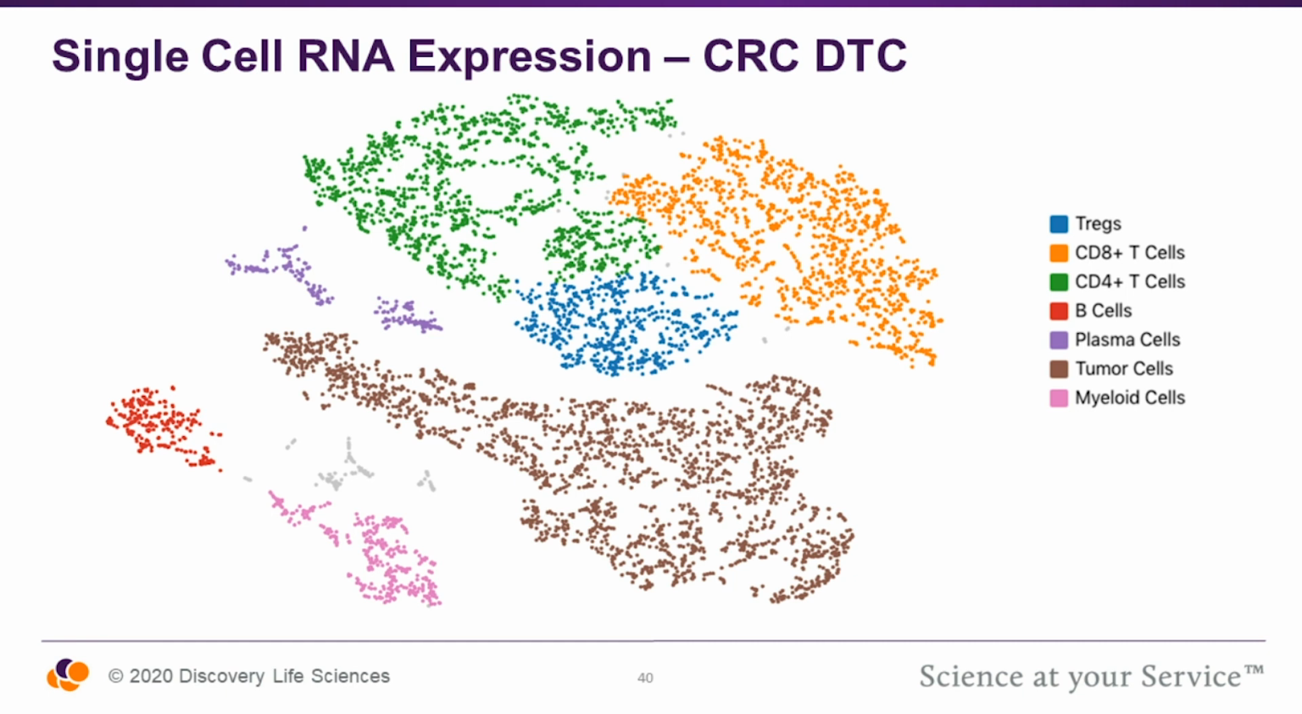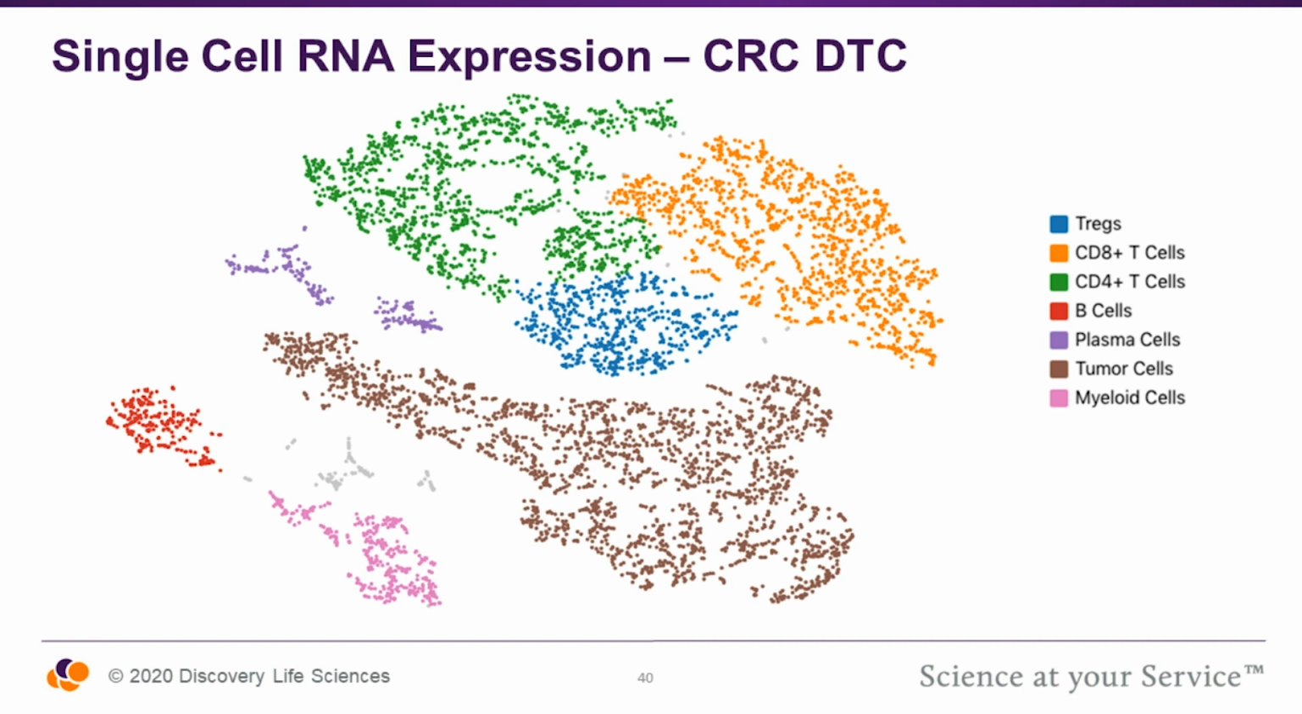So again, using t-SNE plots, this is an example of a single colorectal cancer DTC sample. In this case, we annotated each population based on the expression of transcripts for each cell type. So the top populations are our T cell populations, either CD4 or CD8. As this is RNA, we were able to identify the Treg population by FOXP3 expression.